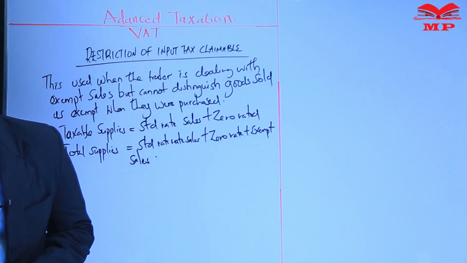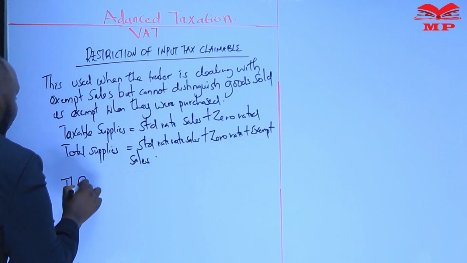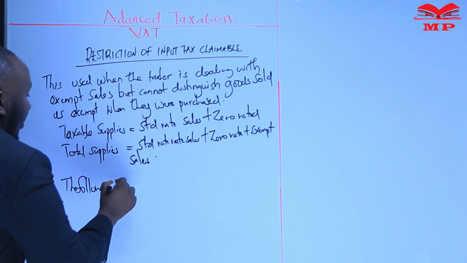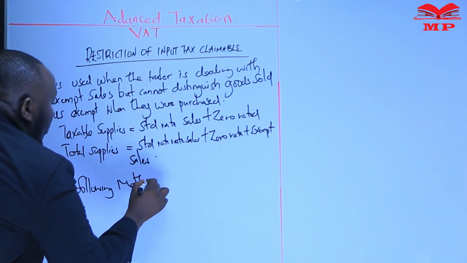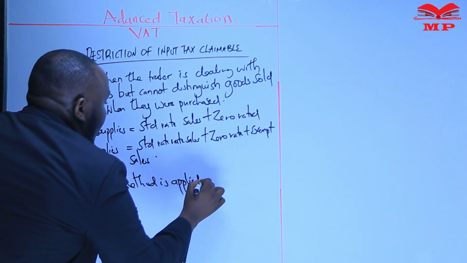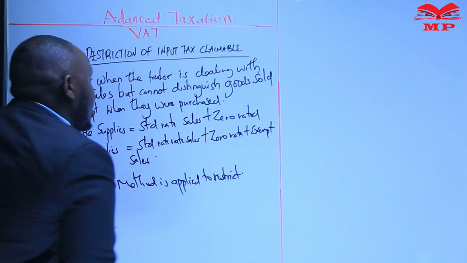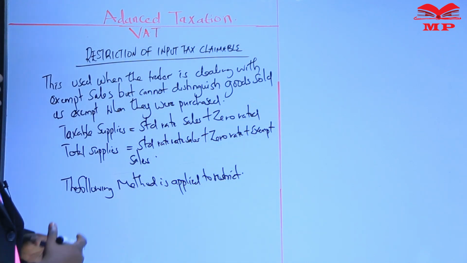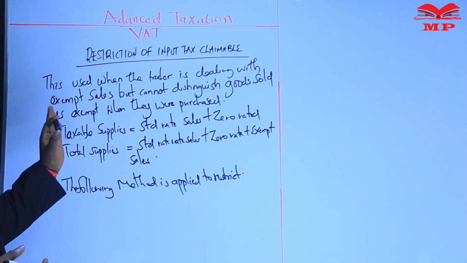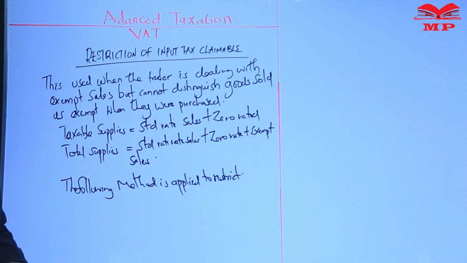So when you're restricting, we need to understand the following method that is basically applied to restrict. And why do we restrict? We are dealing with exempt sales, but we cannot distinguish goods that were sold as exempt when they were purchased. So basically we restrict. And how do we restrict?